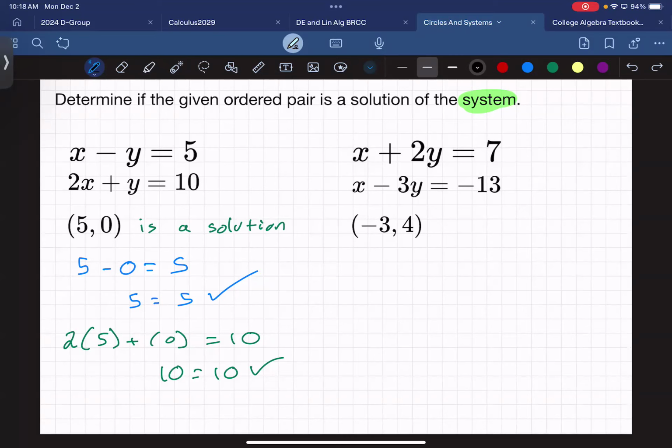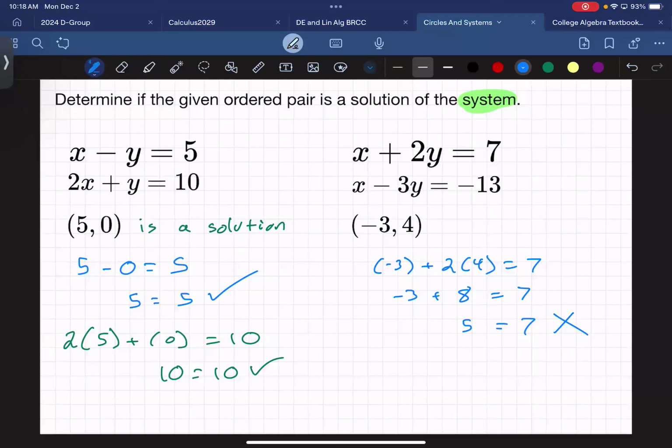All right, so the next one. Let's plug it in and see. Do I need to go any further? The first equation, it's not a solution, right? At that point, we know it doesn't work for the system. To be a solution to a system, that ordered pair must be a solution to each individual equation. And we just found here that it didn't work with the first one. So this second situation, we'd say, is not a solution.